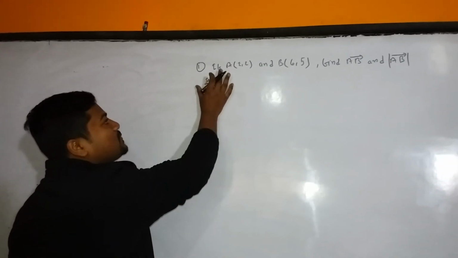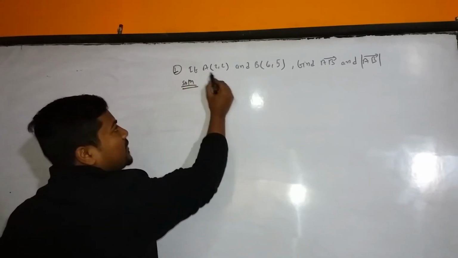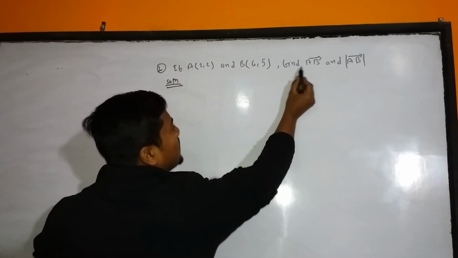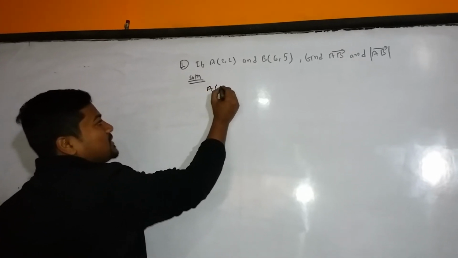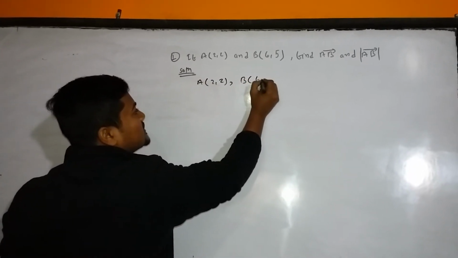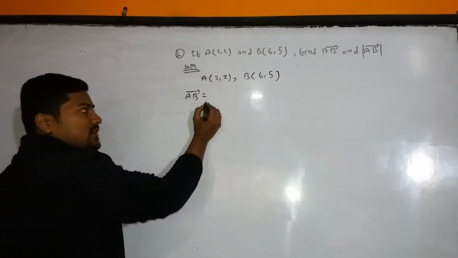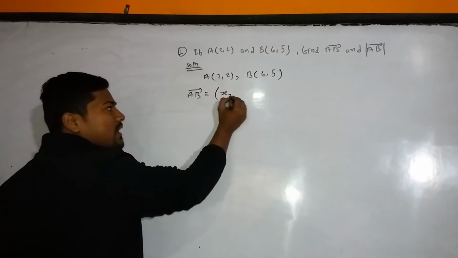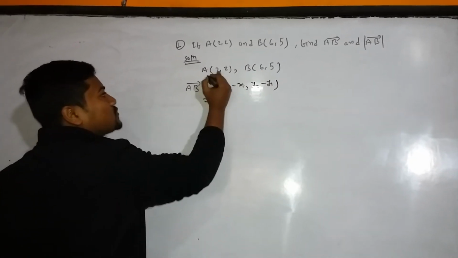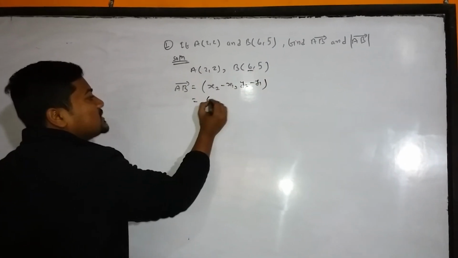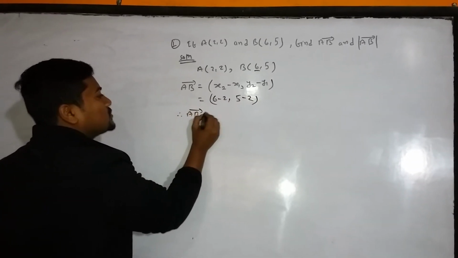Okay, so now I am going to solve some questions related to vectors. Question number 1: if A has coordinates 2, 2 and B has coordinates 6, 5, find AB vector and the magnitude of AB vector. This is a very easy question. Here A is (2, 2) and B is (6, 5). We have to find AB vector. How to find it? Do you know the formula? It is x2 minus x1 comma y2 minus y1, where A is x1, y1 and B is x2, y2. So 6 minus 2, 5 minus 2. Therefore, AB vector is equal to what we can write here?